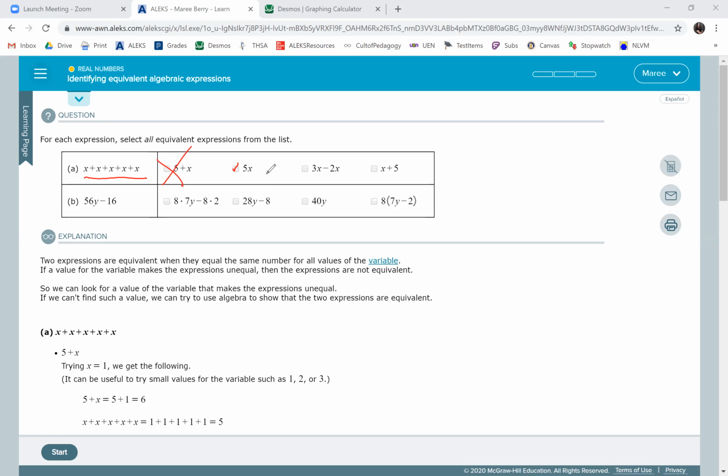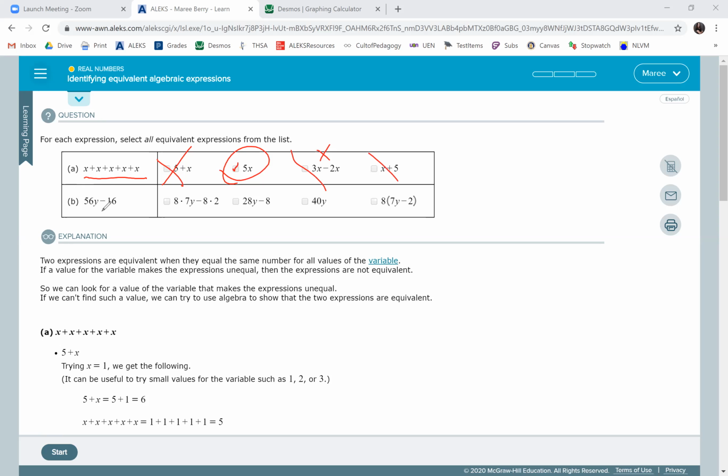If I do 3x minus 2x, that means I have 3 of them. I'm going to take 2 of them away, and that will just leave me with 1. So this equals x, and that's not the same thing. And then x plus 5, again, we're not adding 5 to x. So this is the only one that's correct.